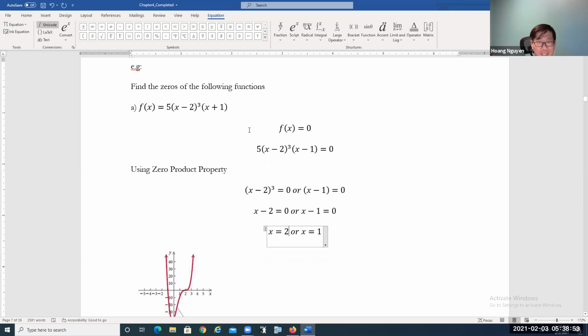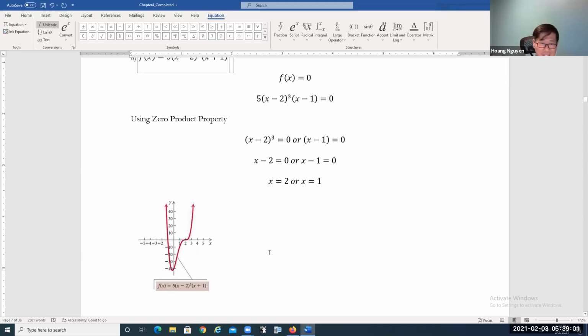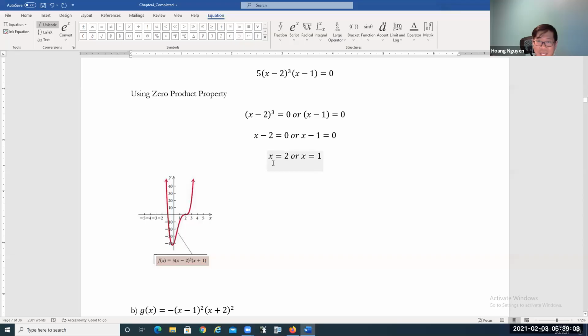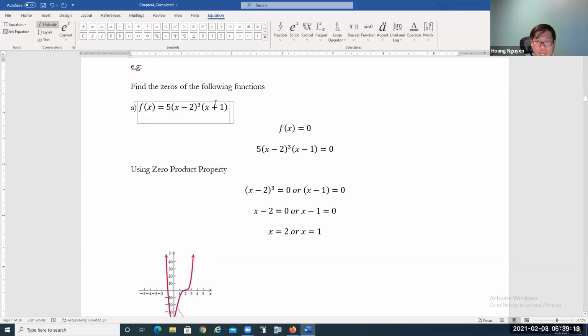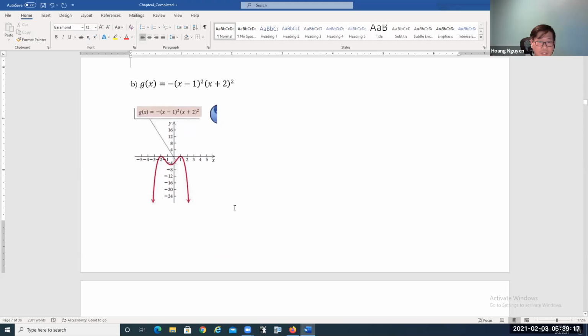So we have this is the power 3 and this is the power 1. Those powers will affect the touching and crossing. By observing once again, you can say that x equals 2 is the first x-intercept right here, and then x equals 1 is the second x-intercept. And we have the power 3 and power 1.